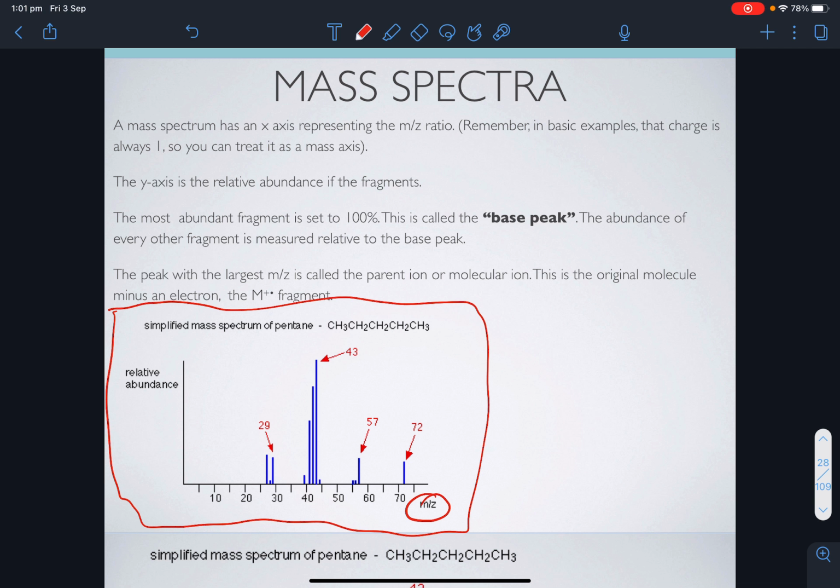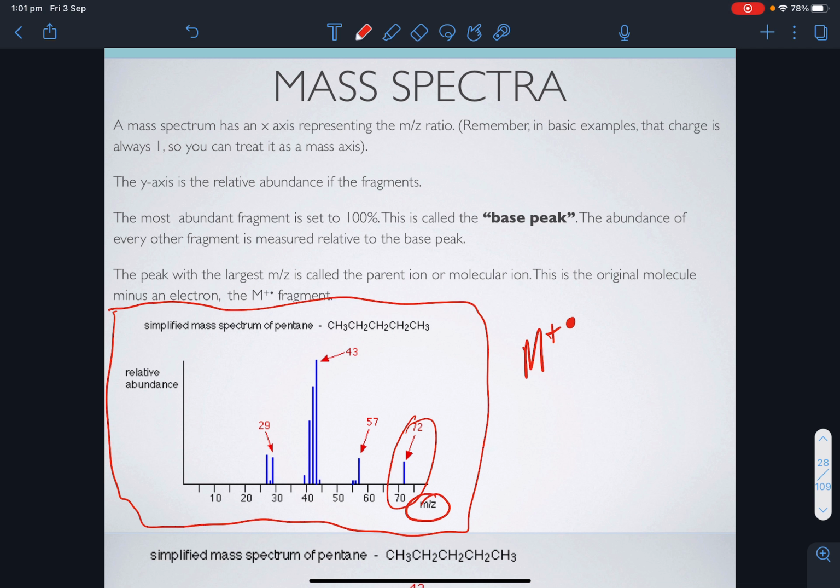Now, the peak with the largest mass to charge ratio, and in our case for pentane it's 72, is called the parent ion or the molecular ion. This is the original molecule minus an electron, or the M plus radical fragment, okay?